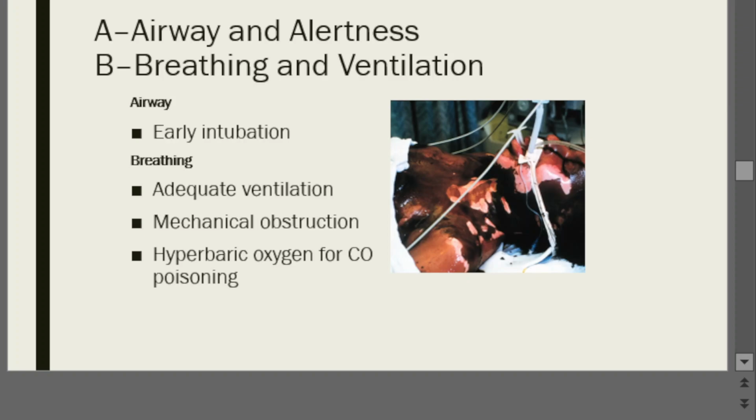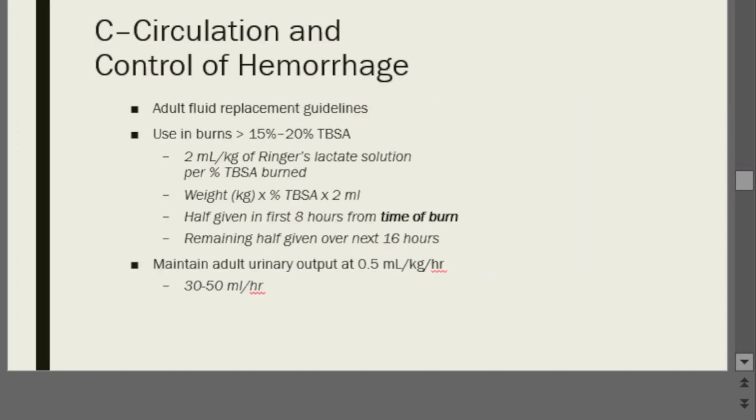We're going to help them breathe by providing adequate ventilation, and we may have to consider an escharotomy for the mechanical obstruction so they're able to breathe. And then finally, we might have to consider a hyperbaric oxygen chamber for the patient with carbon monoxide poisoning. This allows for 100% oxygen with a lot of pressure, which kind of overrides that carbon monoxide that's sitting on the binding site there.